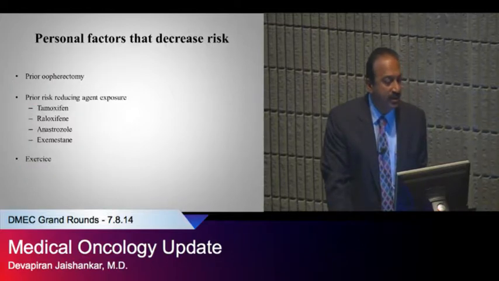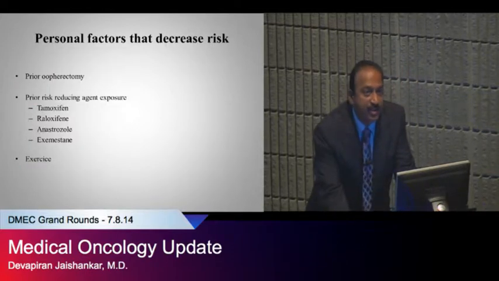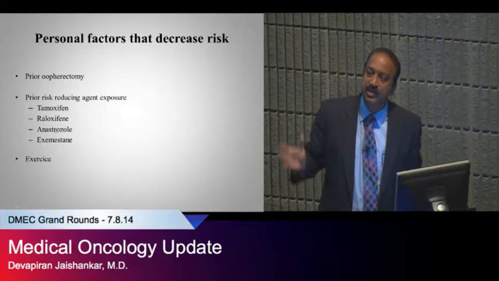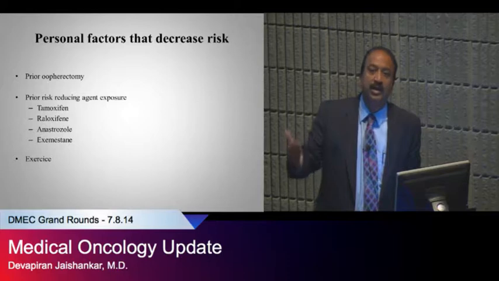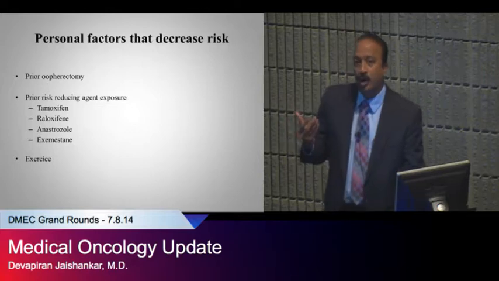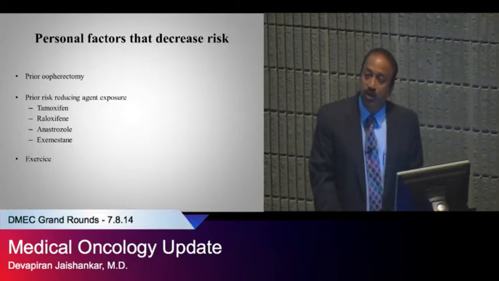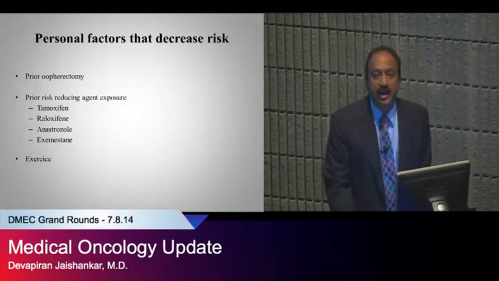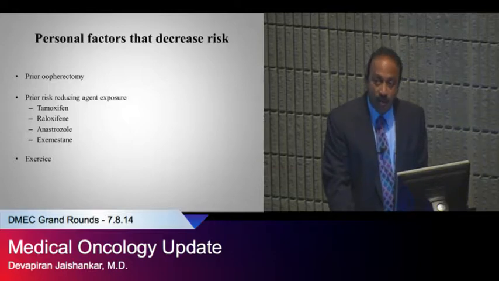Some of the personal factors that decrease risk are an oophorectomy, and some of these agents such as tamoxifen and anastrozole, which are well known to you in the treatment of breast cancer, in the adjuvant setting and in the metastatic setting. But what I'm bringing forth is that these agents now have data that they can actually prevent breast cancer, prophylaxis of breast cancer. These are agents that are being used. Tamoxifen, raloxifene, or Evista, being used for osteoporosis in the internist community. Anastrozole, which is an aromatase inhibitor, and exemestane, another aromatase inhibitor, are well established as preventive measures. Exercise is also well known to decrease breast cancer.